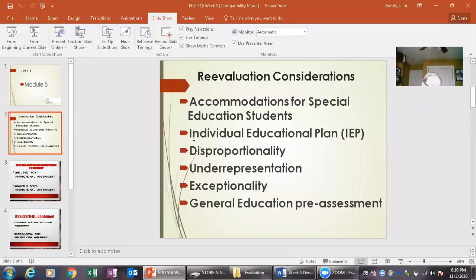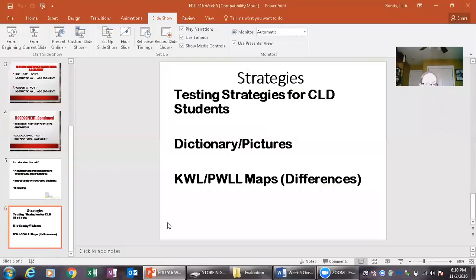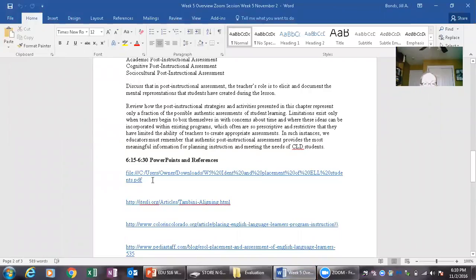Those are some of the main things. I also like to use Venn diagrams as well. I'd like to go over now some of our references.